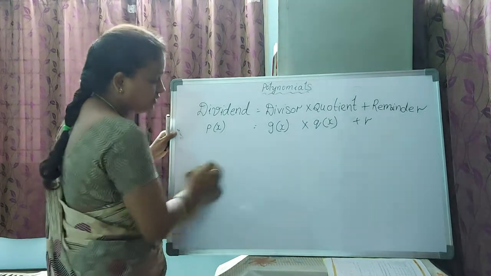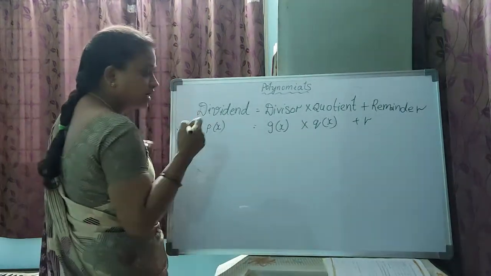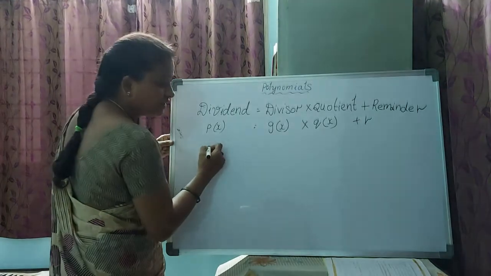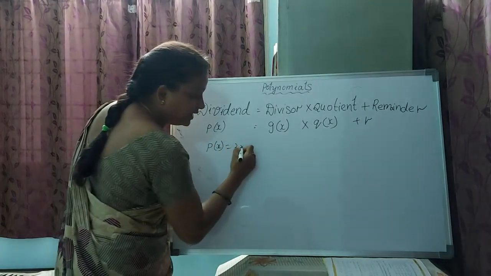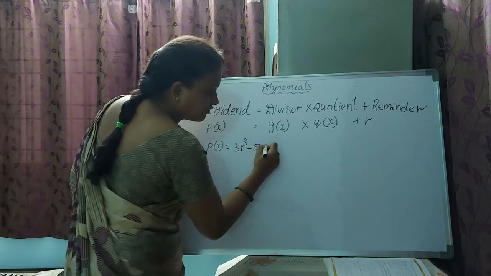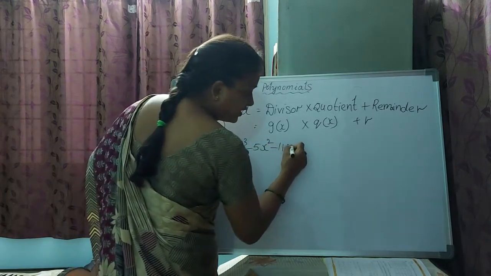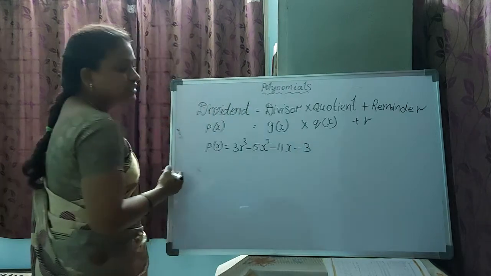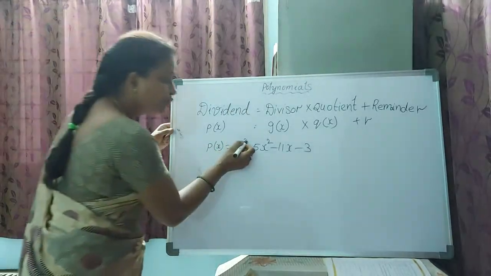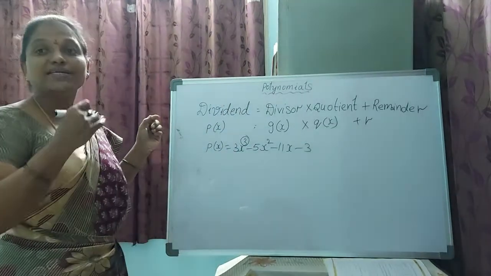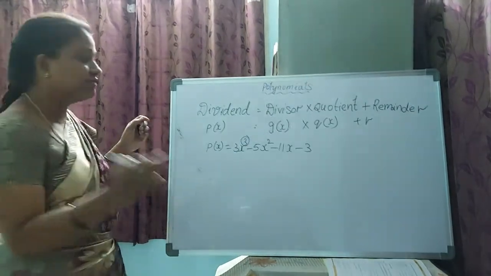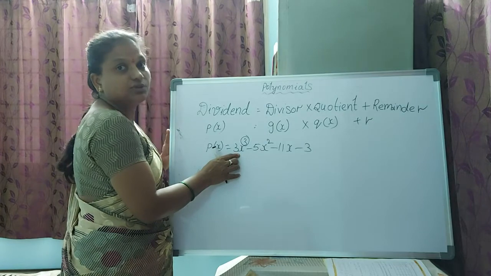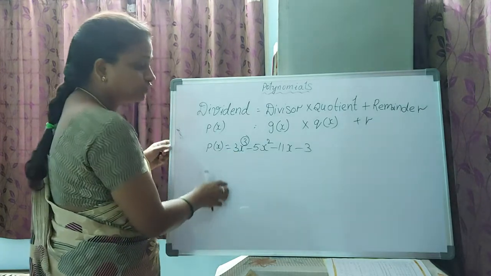for example, we saw that example, no? P of x is equal to 3x cube minus 5x square minus 11x minus 3. In this way, for a cubical polynomial, maximum 3 zeros will be there. 3 zeros is nothing but 3 divisors. 3 factors will be there. Okay, 3 factors. What are they?